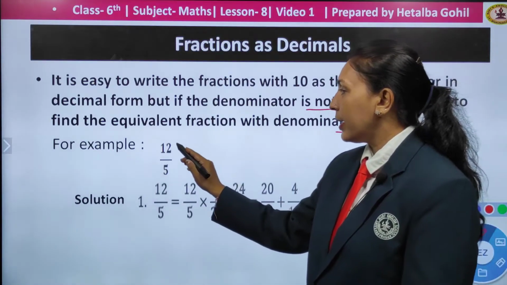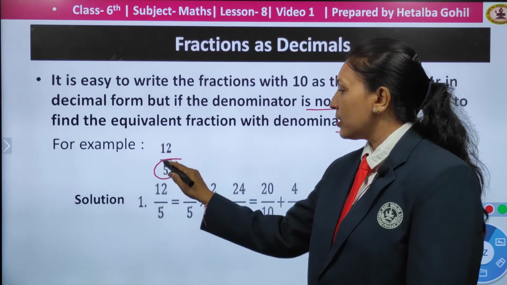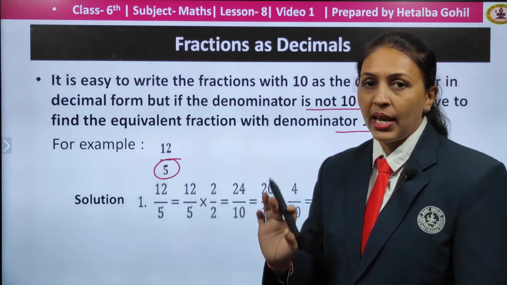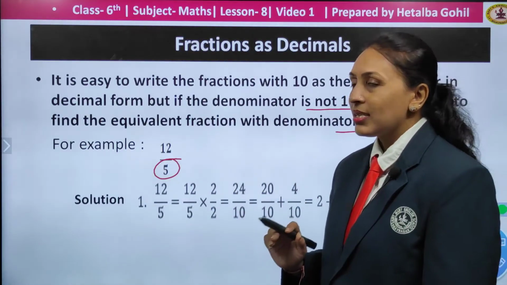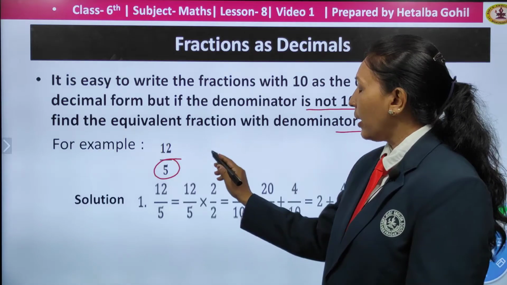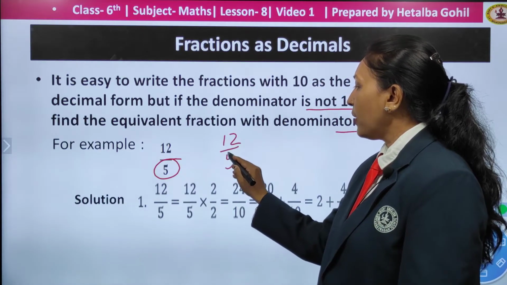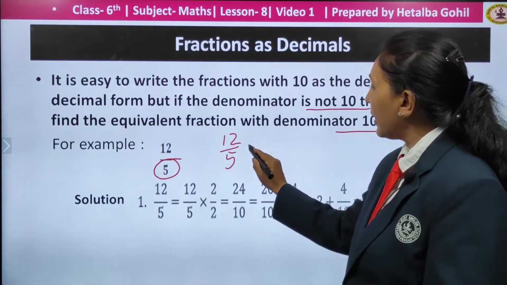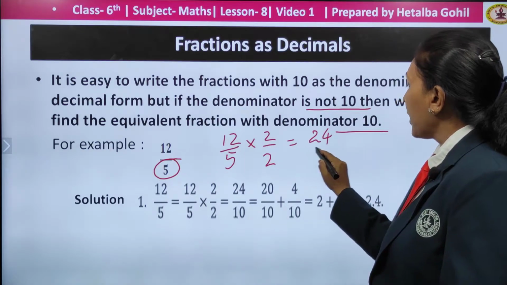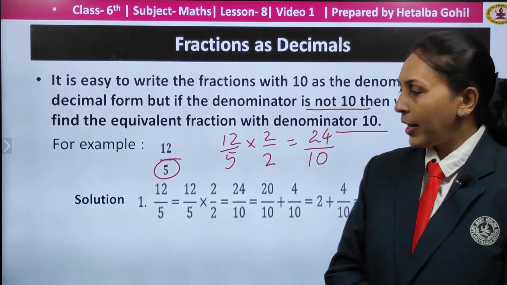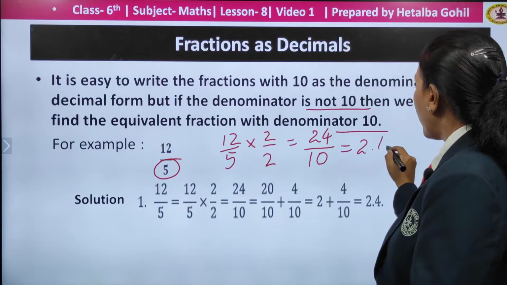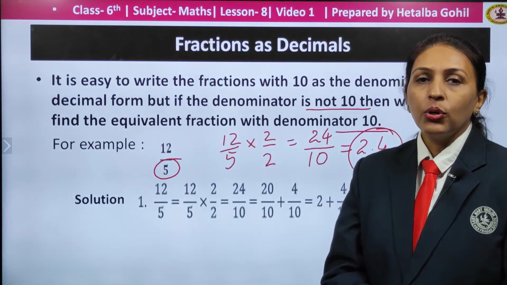For example, here I have taken 12 by 5. Here the denominator is not 10. I can change the number into decimal only if my denominator is 10 or the powers of 10. But here it is not 10. So what will be my next step? To find the equivalent fraction with the denominator 10. To convert 12 by 5 to 10 or 100, what am I going to do? I will multiply this given fraction by 2 by 2 so that I get the denominator 10. So 24 by 10 I am going to get as a fraction. Now children, I can convert 24 by 10 into the decimal form, that is 2.4. So my decimal number is 2.4 here.